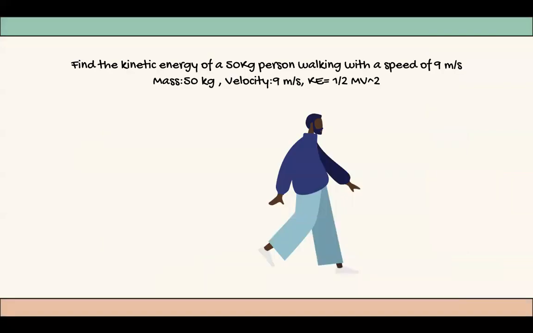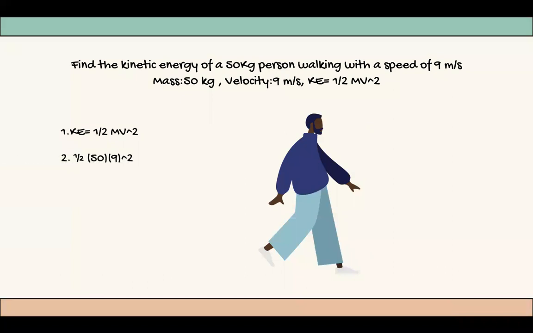Find the kinetic energy of a 50-kilogram person walking with a speed of 9 meters per second. From this question, we can know that the mass is 50 kilograms, and velocity is 9 meters per second. Now we already know the kinetic energy's equation, which is half mv squared. We already have mass and velocity. All we need to do now is replace them.